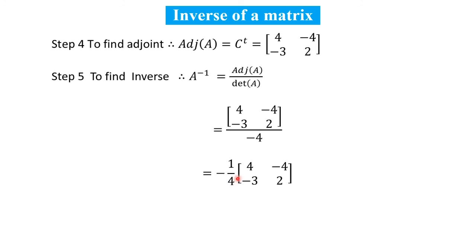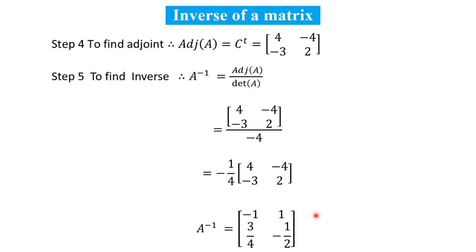This is called scalar multiplication. This is a scalar, and after multiplying 1 by 4 into this matrix, we get A inverse is equal to 1, minus 1, minus 3 by 4, and 1 by 2. This is known as the inverse of the matrix.